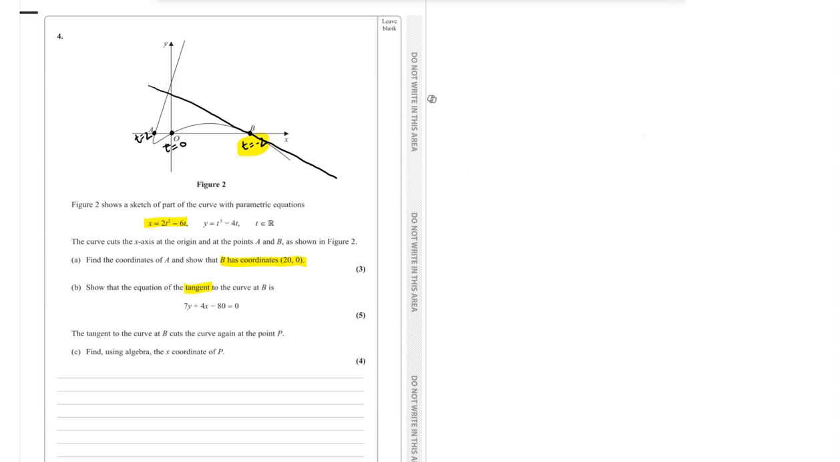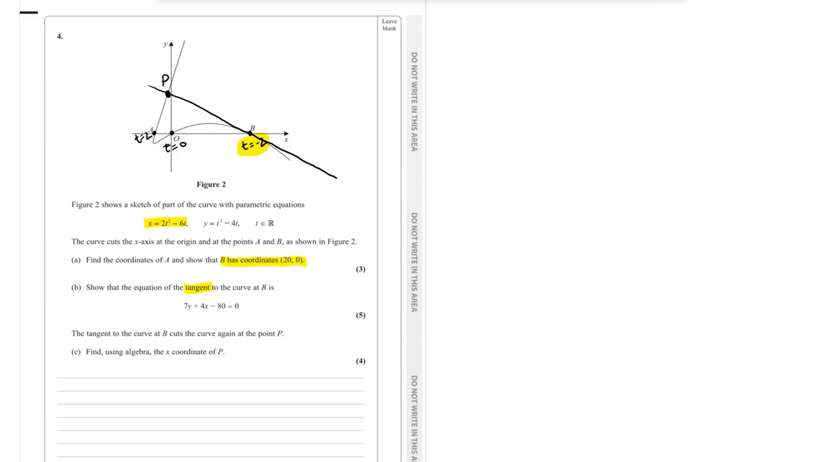In the final part, we're told that the tangent to the curve at B cuts the curve again at point P. So if we go back to my diagram here, you can see this line is going to cross here at P. Okay, so what we're going to do is use algebra. We're going to find the x-coordinate of P. Now, yet again, we could find the Cartesian equation of the curve and then just solve simultaneously with the equation of that line. But that's going to create more work for us.